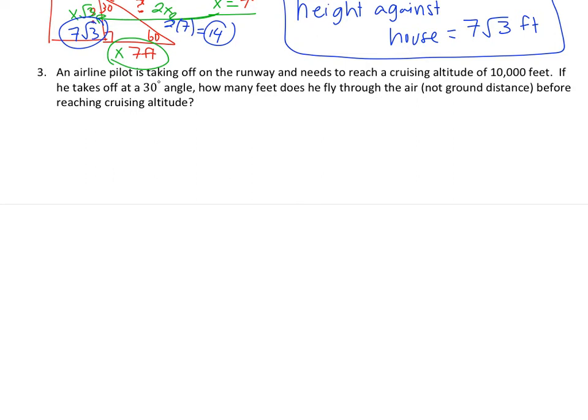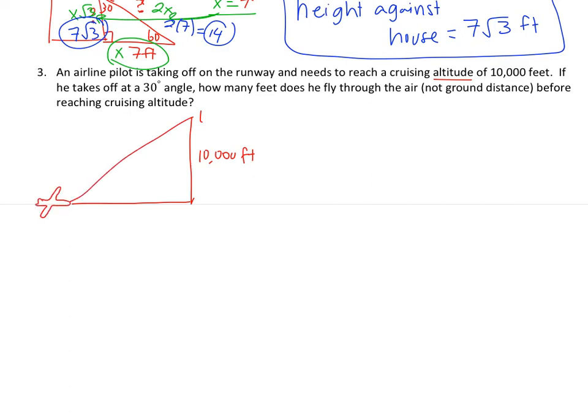This very last one is about an airline or a pilot taking off, and we need to draw our picture again. So they have a runway. They need to reach a cruising altitude of 10,000 feet. Remember, altitude means height. So at the end, we need to be up here at 10,000 feet. So that's our height up and down.